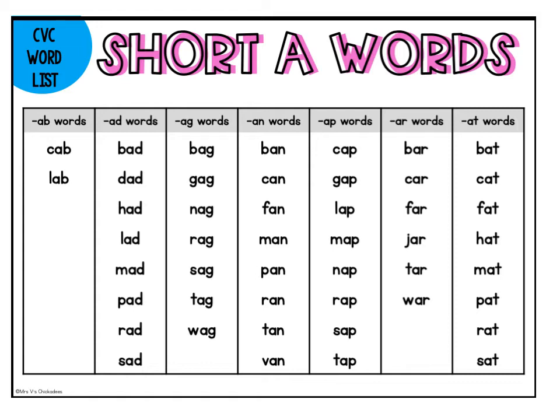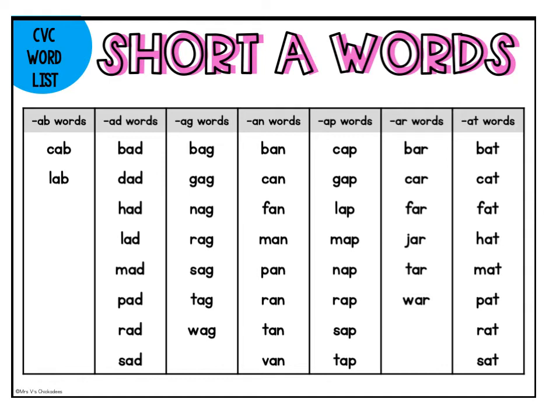Great job! Next, ap words. Cap, gap, lap, map, nap, rap, sap, tap. Your turn. Great. Next, let's have ar words. We have bar, car, far, jar, tar, and war. Your turn.